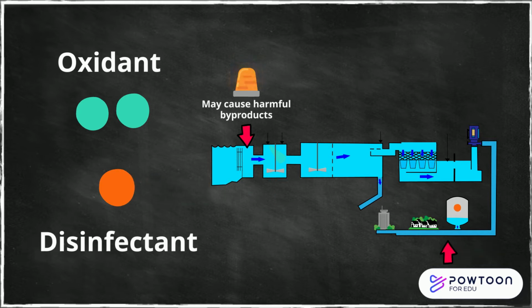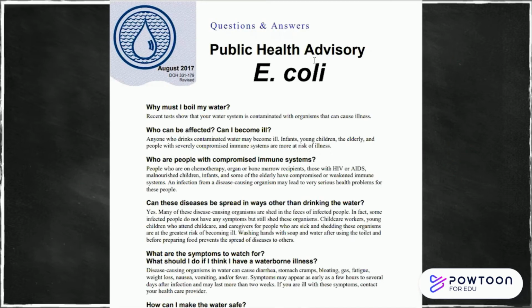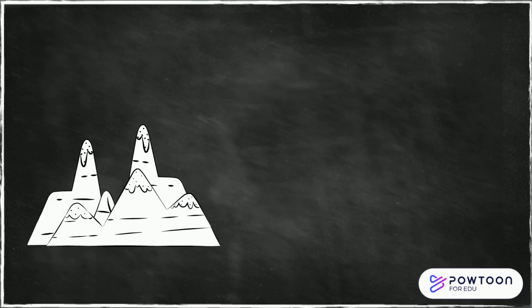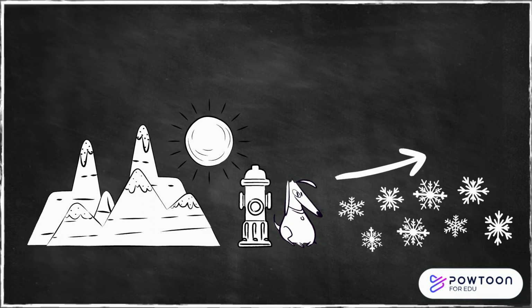If you do have coliform in your water, a lot of times the health department will issue what is known as a boil order. And this is what a boil order would look like. So it's a public health advisory for E. coli, which stands for E. coliform. So why would you boil your water? Recent tests show that your water system is contaminated with an organism that can cause illness. So this is basically what a public advisory would say. You need to boil your water for the next 24 hours. In some of the mountain towns, a lot of times this happens during spring runoff when everybody who hasn't picked up after their dog, the snow melts and all of that is carried off into the water treatment system.